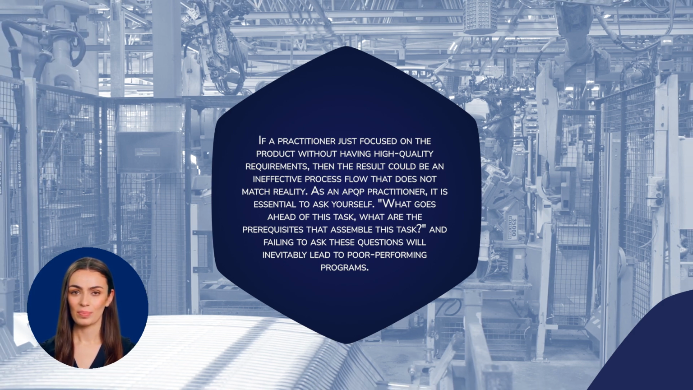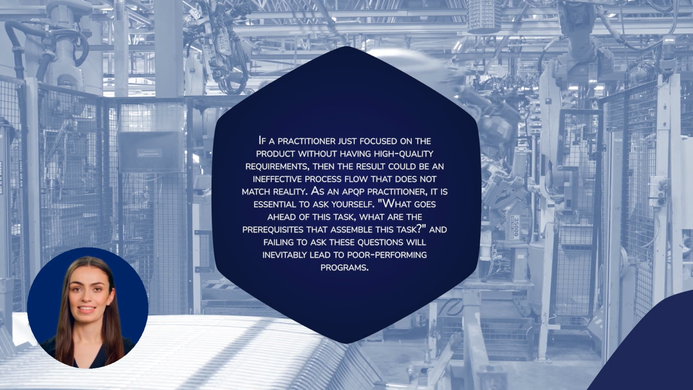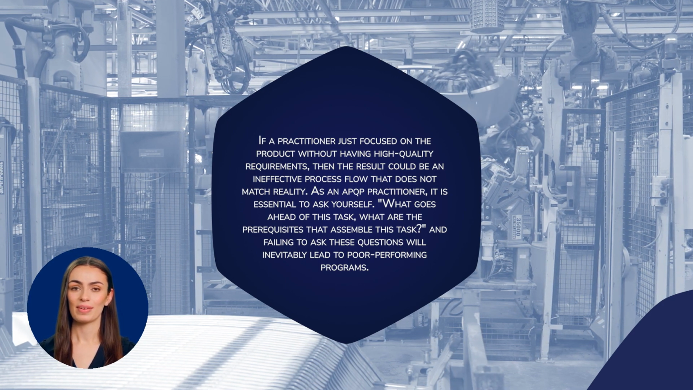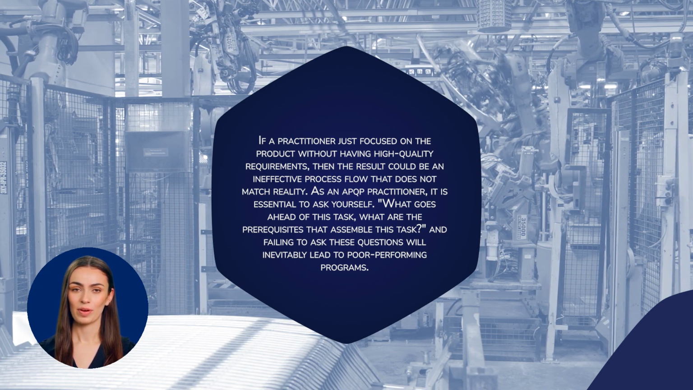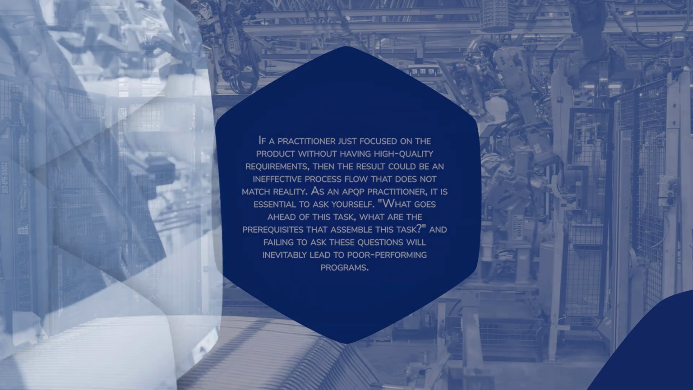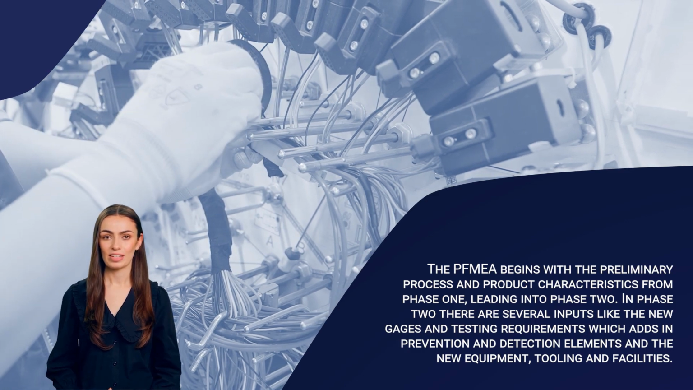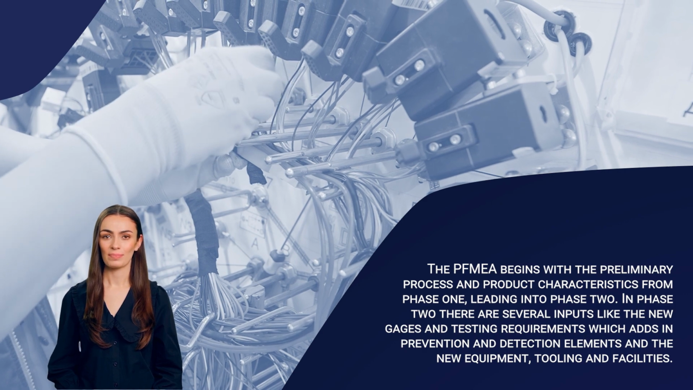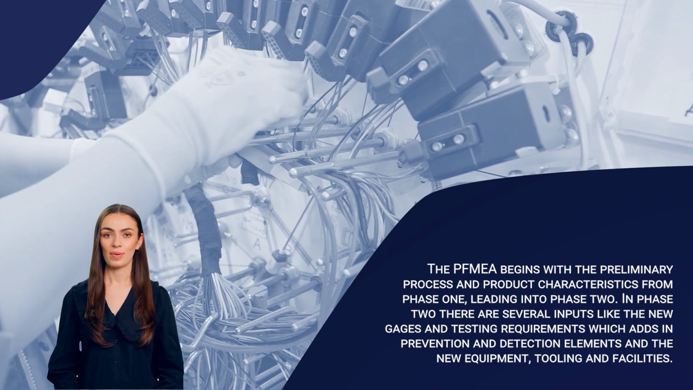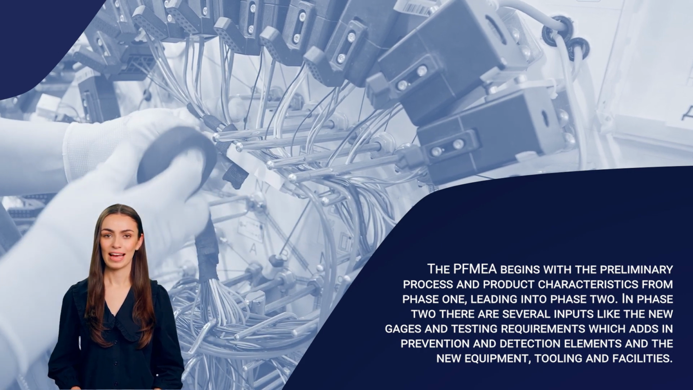As an APQP practitioner, it is essential to ask yourself, what goes ahead of this task? What are the prerequisites that assemble this task? And failing to ask these questions will inevitably lead to poor performing programs. The PFMEA begins with the preliminary process and product characteristics from Phase 1 leading into Phase 2. In Phase 2, there are several inputs like the new gauges and testing requirements, which add in prevention and detection elements, and the new equipment, tooling, and facilities.